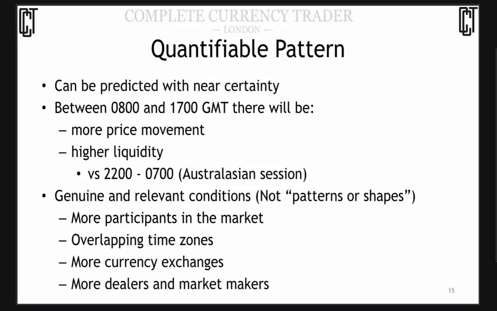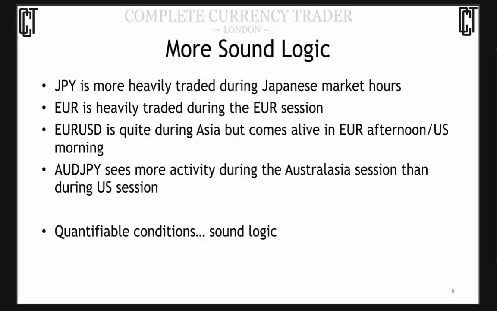We know quantifiably that genuine and relevant conditions, not patterns or shapes, exist. There are more participants in the market, we have overlapping time zones, more exchanges of currency, and more dealers and market makers in the market during those times. That's very important, because we need to have those conditions present in order to trade successfully, right? So here's some more sound logic.